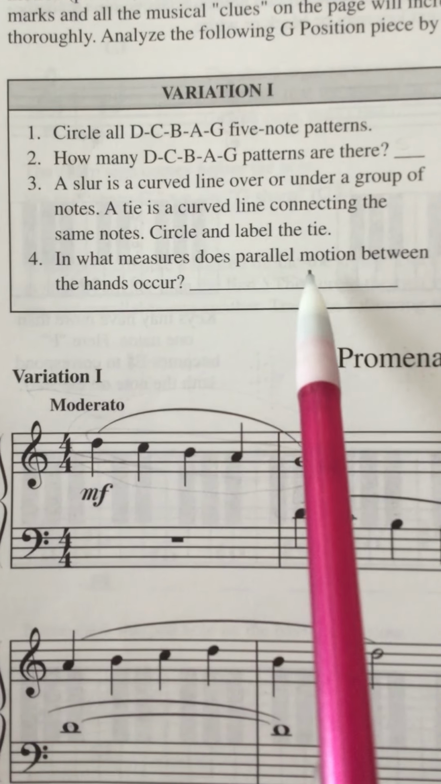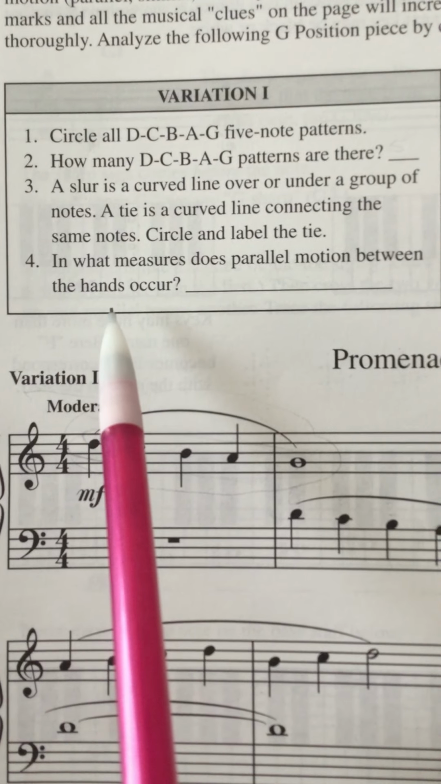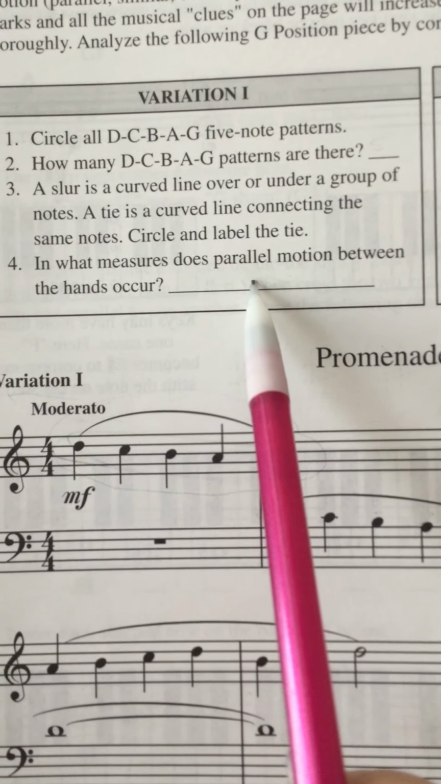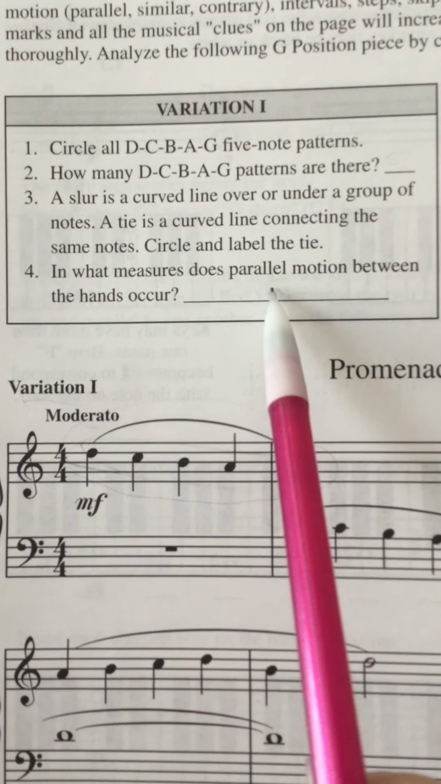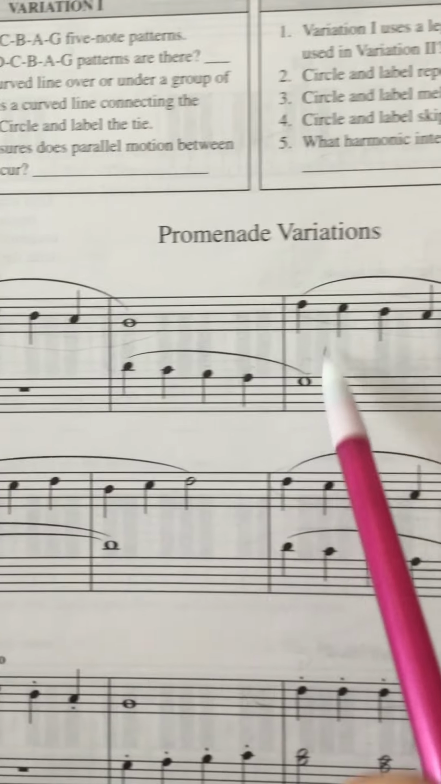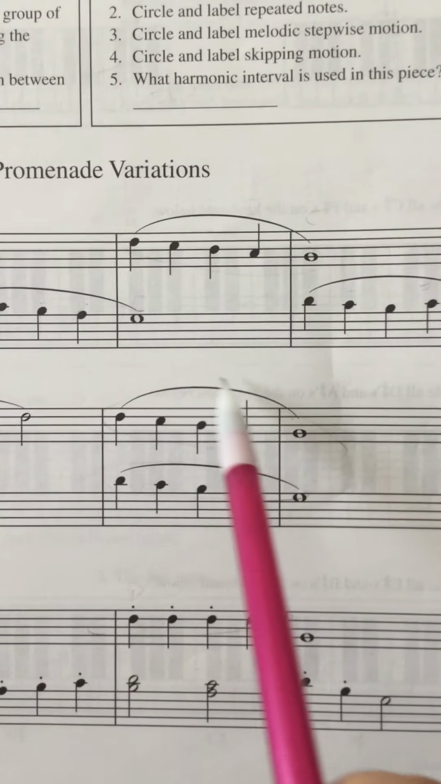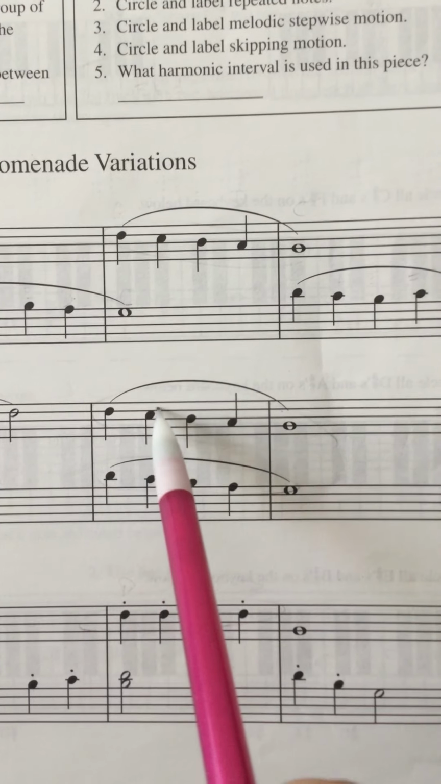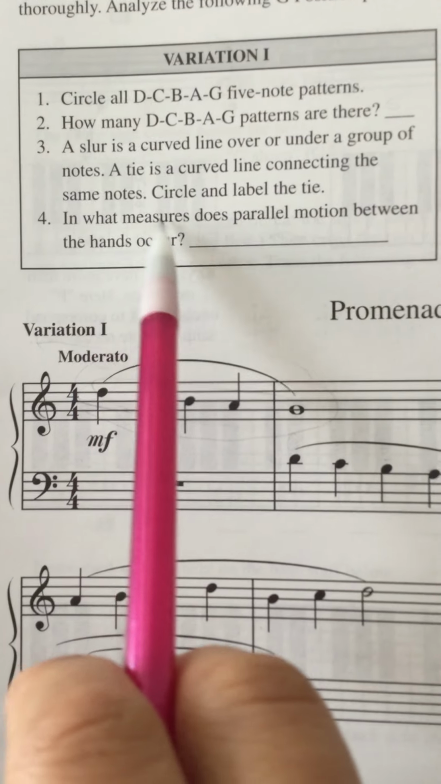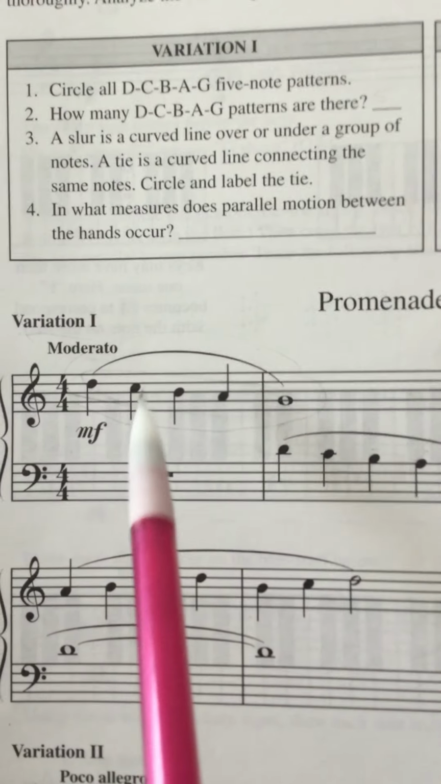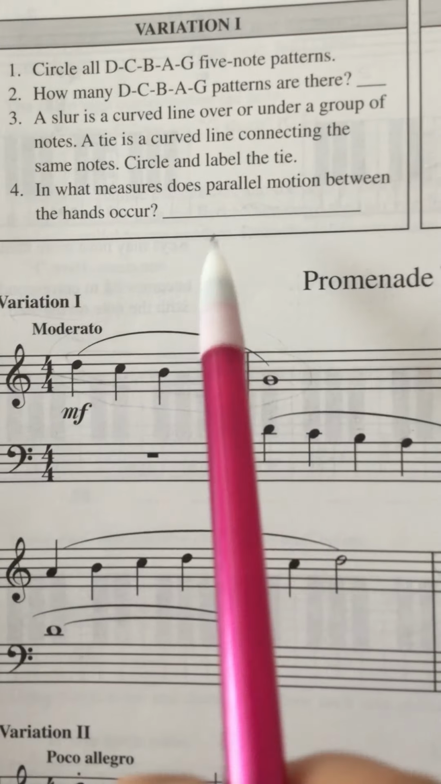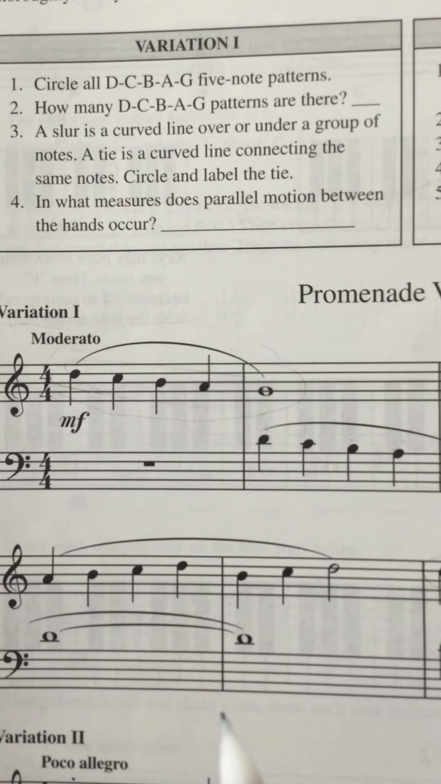In what measures does parallel motion between the hands occur? So parallel motion just means both hands are playing the same thing at the same time, right? Moving in parallel. So at the beginning, it's just right hand, the left hand takes over. They're all different. But when you get here, you'll notice both hands are going to play the same things at the same time. So they just want you to tell them in what measures does that occur. So as you're numbering measures, this is measure 1, measure 2, measure 3. So as you count, then you'll figure out what measures that parallel motion happens.